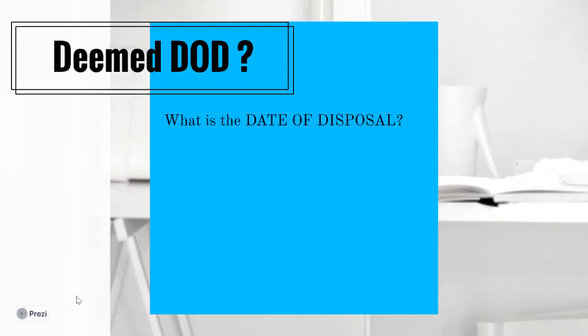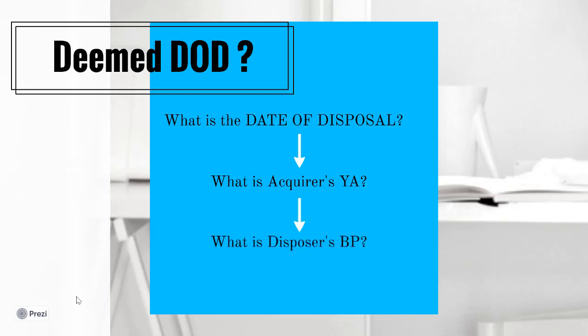Number 1, what is the date of the disposal? That's the actual date. Now, using that date, you ask yourself, what is the acquirer's year of assessment? Once you've got the acquirer's year of assessment, you ask yourself, what is the disposer's basis period using that year of assessment? When you've got the answer, the deemed date of disposal is the first day of that basis period.